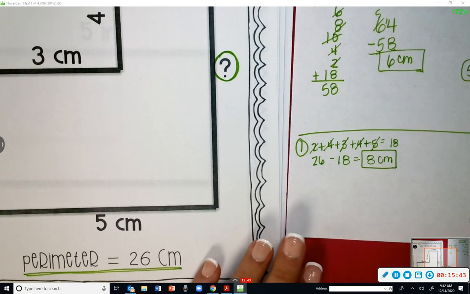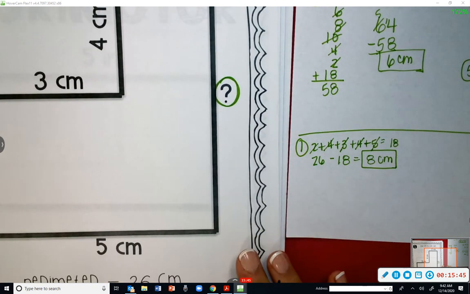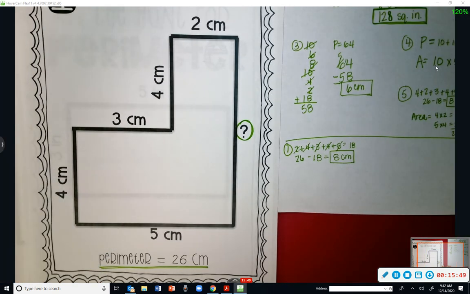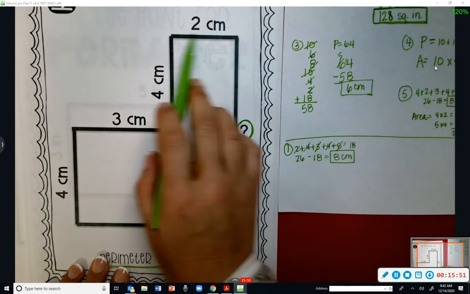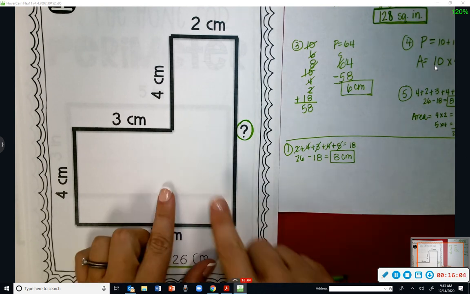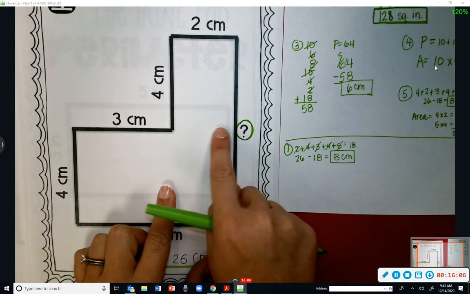Okay? Now area. So on this funky looking shape, we can't just do length times width because it's not a complete rectangle. So we have to break it apart. We also say decompose it. So I'm going to show you both ways in case you broke it apart differently. Okay? So we said we could break it apart here, right?